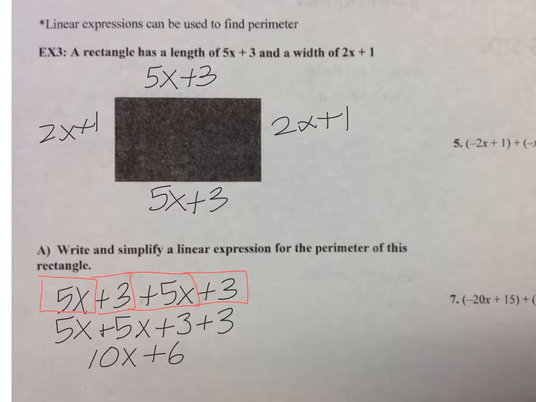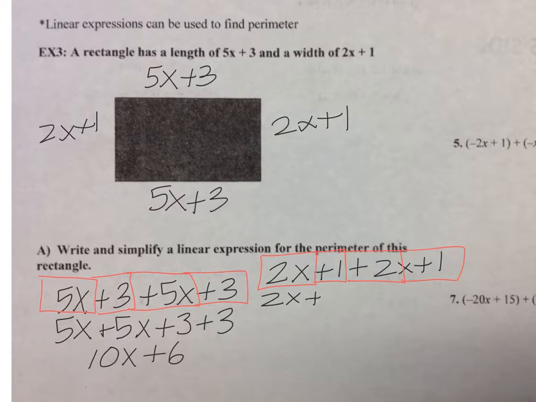Now it's time to do my width. So for my width, I have 2x plus 1, and I've got 2 of them, so plus 2x plus 1. Again, I want to use my whiteboards, and then I'm going to make it so that my like terms are right next to each other. So 2x plus 2x plus 1 plus 1. Then I'm going to go ahead and combine them. 2x plus 2x is 4x plus 2.